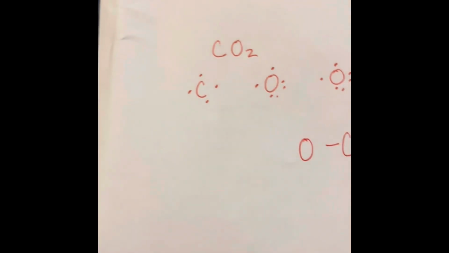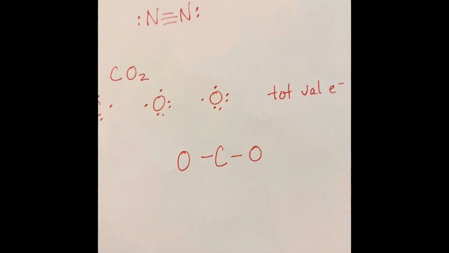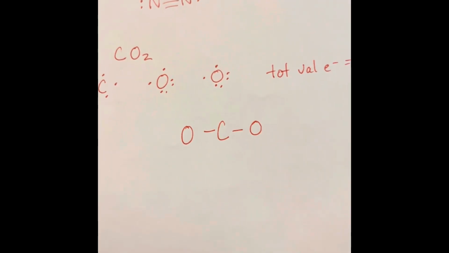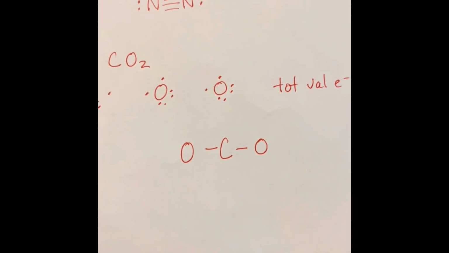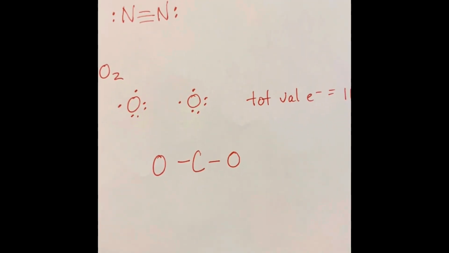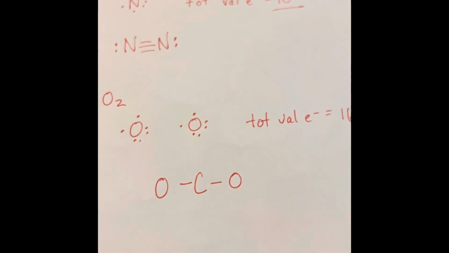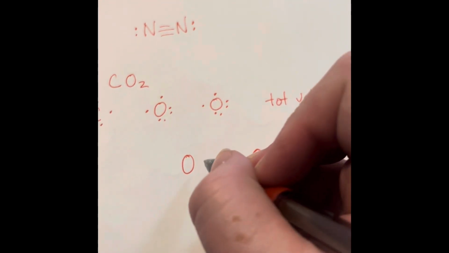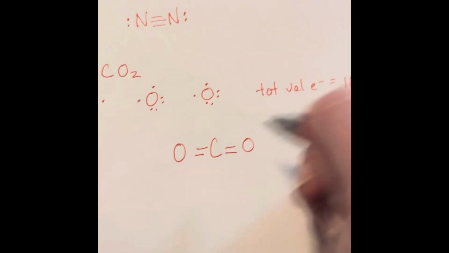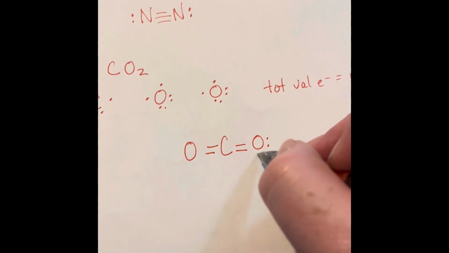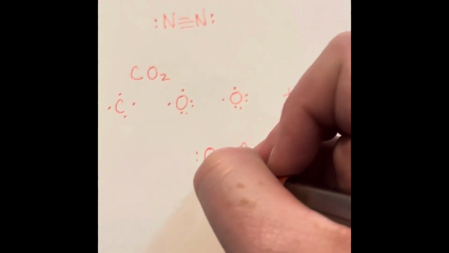Okay, so I'm going to take my carbon. It has the most unpaired. I'm going to put it in the middle and single bond it to my oxygens. Then I have to look and see how many are left. So I started with 16. If I take out 4, that gives me 12. That is not going to be enough to make my carbon and my oxygens happy. So I'm going to need to do double bonds here.